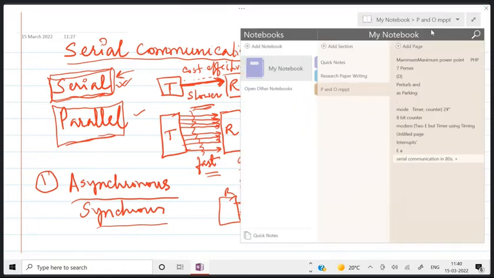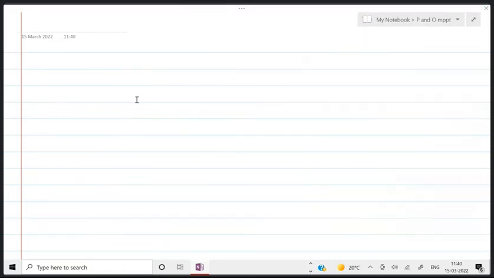And there is one more term, a very important term, baud rate. Baud rate refers to the rate at which the information is transmitted serially, the rate at which the information is transmitted serially between receiver and transmitter.